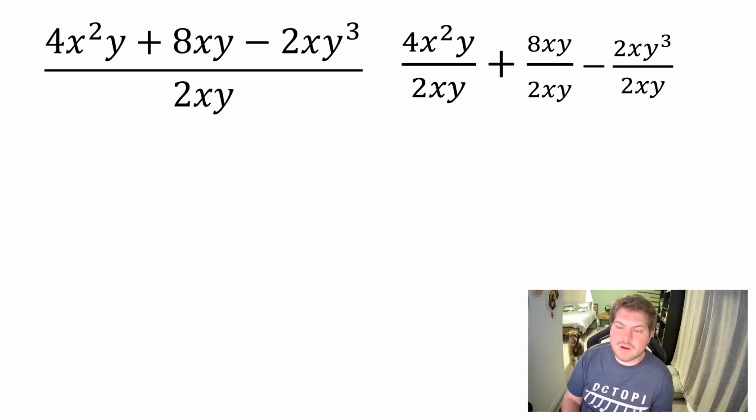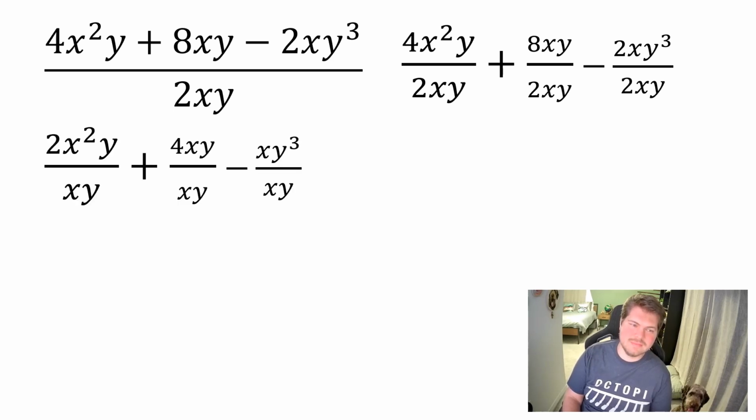All right, so 4 divided by 2 gives us 2. 8 divided by 2 gives us 4. And then 2 divided by 2 goes away. They cancel out. All right, so now let's look at the x's and the y's.